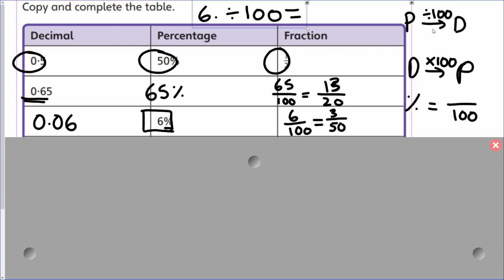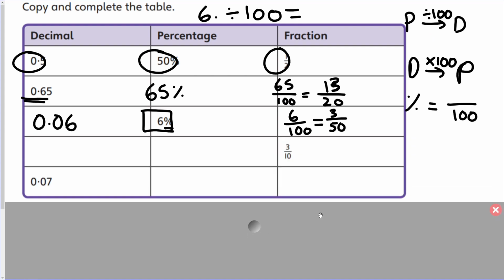What I would like you to do now is I would like you to have a go, please, at completing these 2 rows. So you are converting 3/10 into a percentage and into a decimal, and you are converting 0.07 into a percentage and into a fraction. Pause the video now to complete those 2 rows, please.